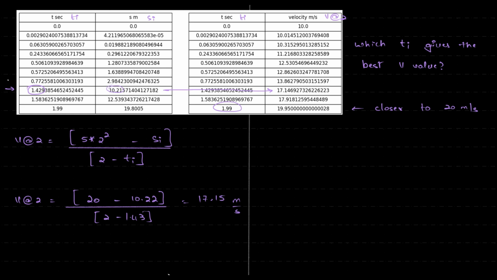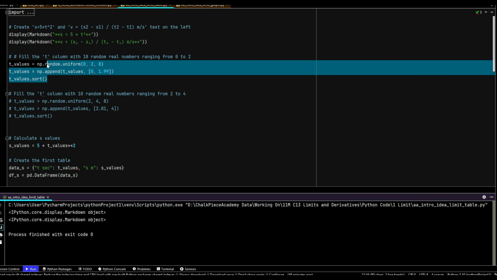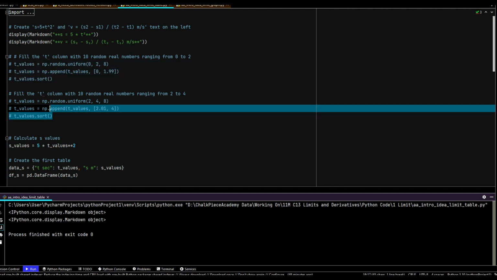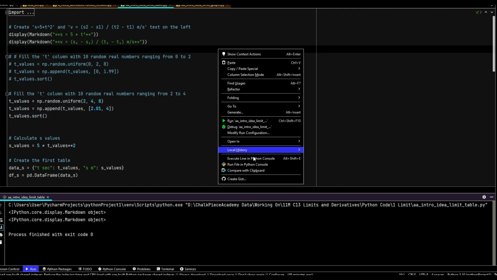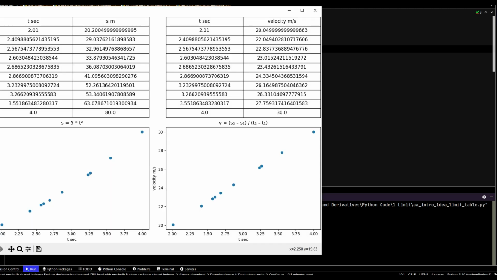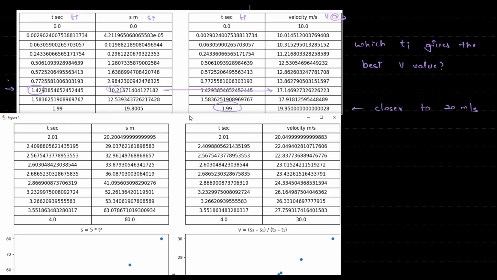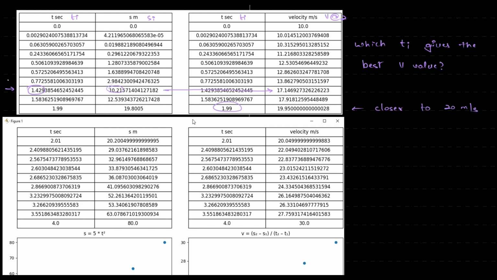That is by taking the time interval from 2 to 4. This was 0 to 2, right? Let's make use of 2 to 4. So let me do this, and similar to the previous thing, please make your observation. Which value of Ti gives you the best velocity? Is it Ti at 4 or Ti at 2.01?